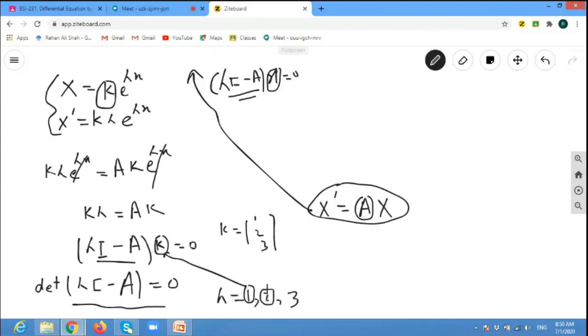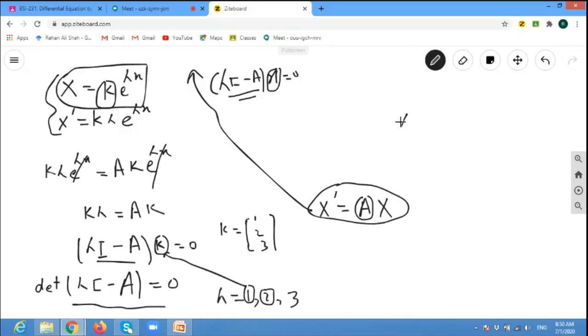Similarly, for lambda is equal to 2, you will get again the value of k, and k will be a solution set. जिस तरह आप इसको x1 x2 x3 put करते थे ना, so you will put k1 k2 k3 and then find the values of k1 k2 k3. So again for lambda is equal to 2, you will get another set of k1 k2 k3, another eigenvector. For lambda is equal to 3, you will get again another eigenvector. So what is the solution? Solution is this one.